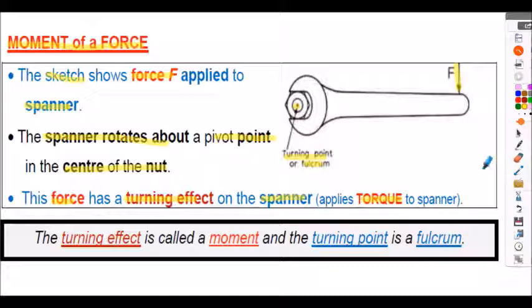The turning effect is also called a moment, and the turning point, as we said, is sometimes referred to as the fulcrum. So in this particular instance, the sense of the moment about the nut would be in this direction. So that would be a clockwise moment, a positive moment to our notation.